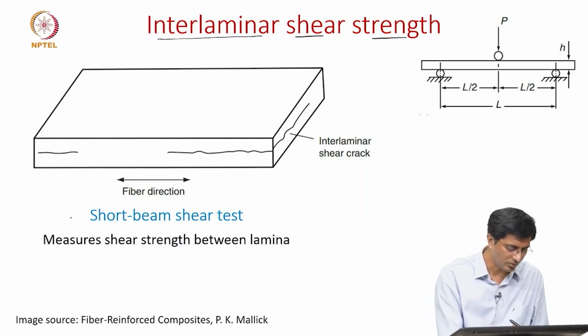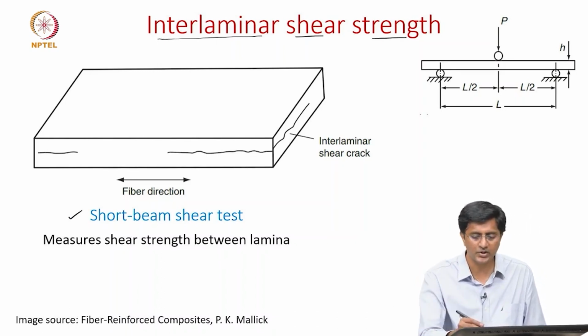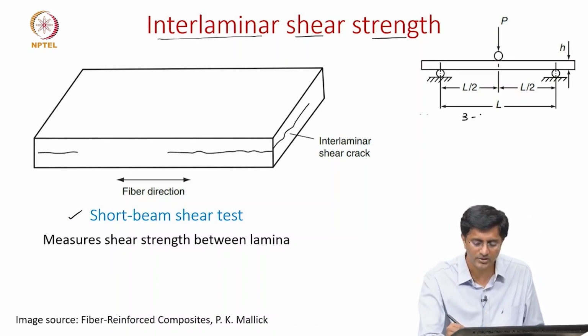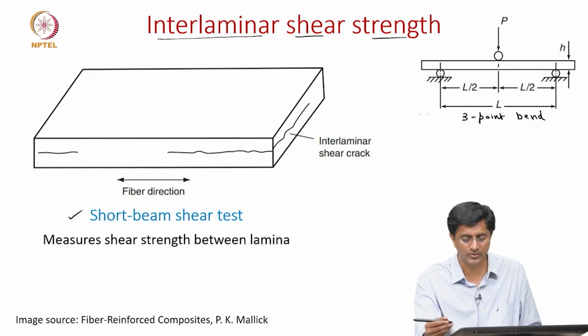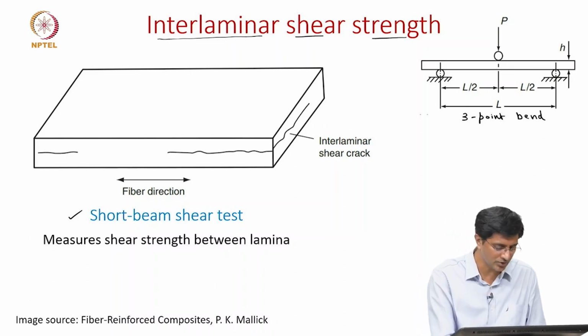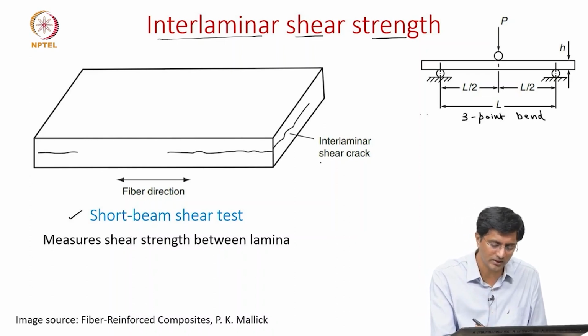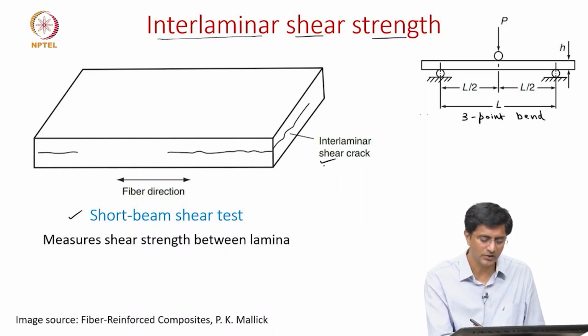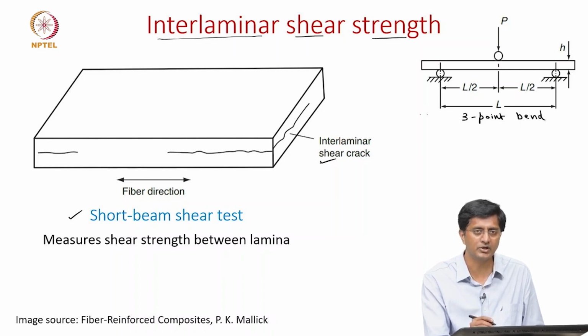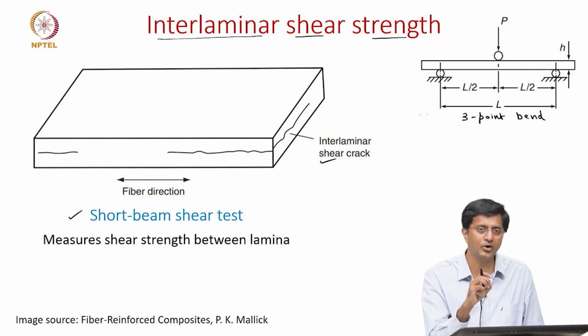So one way to test that is to use this short beam shear test. Again, this is very close to a 3-point bend test, which we use to find the flexural properties. But here, once we use a short beam, the preferred failure mode is through these interlaminar shear cracks. Since we know the failure is in the interlaminar shear cracks, we should be able to relate the applied load to the resistance to shear in between these laminas.